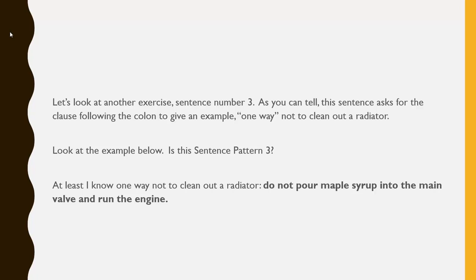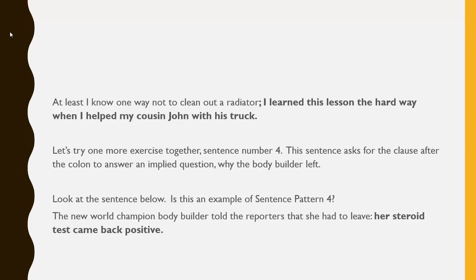Notice that after the colon, do not pour maple syrup into the main valve and run the engine, is giving an example of one way not to clean out a radiator. Now, notice that this first sentence is a good example of how to use a semicolon. It's closely related, it's just not explaining that one way. Let's try one more exercise together.